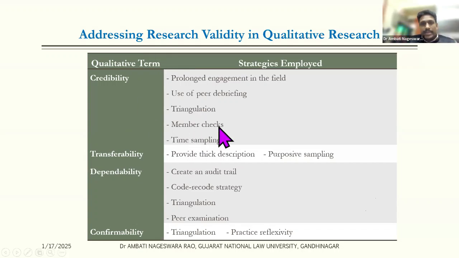Member checks, like you're going to check with your members, like debriefing. Time sampling is almost like prolonged engagement in the fieldwork. In different times, we have collected data. There is also time sampling. Provide thick description. You're not giving one-line statements as a part of your qualitative research, right? You're going to come up with rich narratives, rich description of your data. It shows the amount of data that you collected. It shows the validity of your research work.